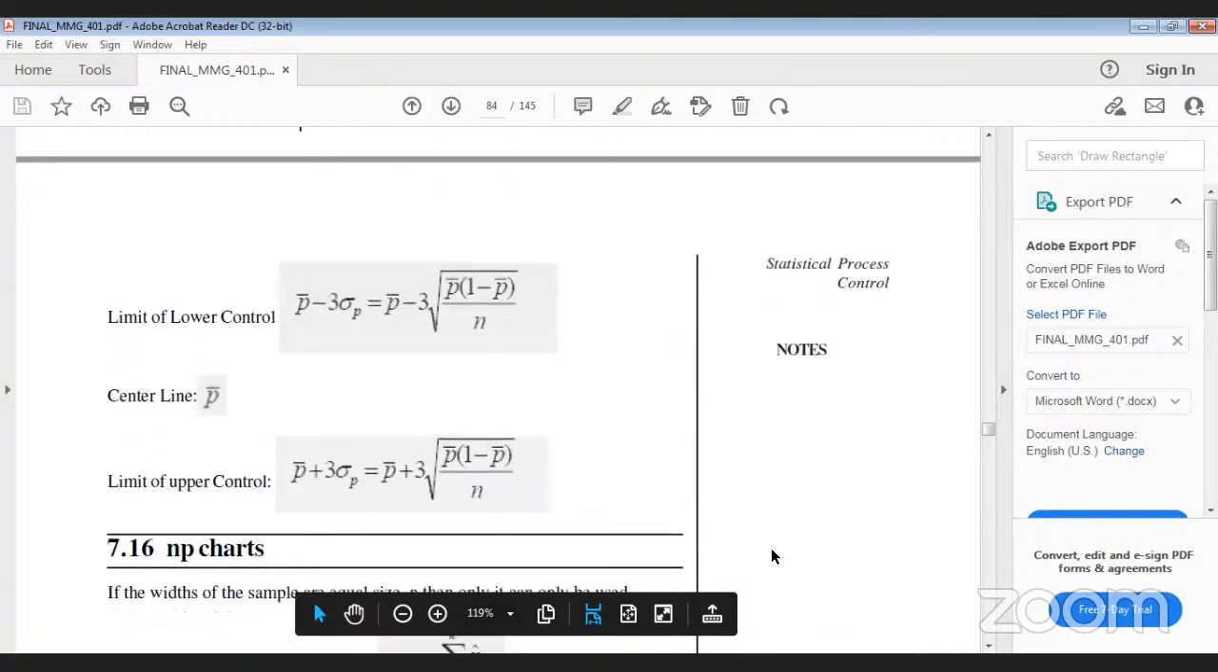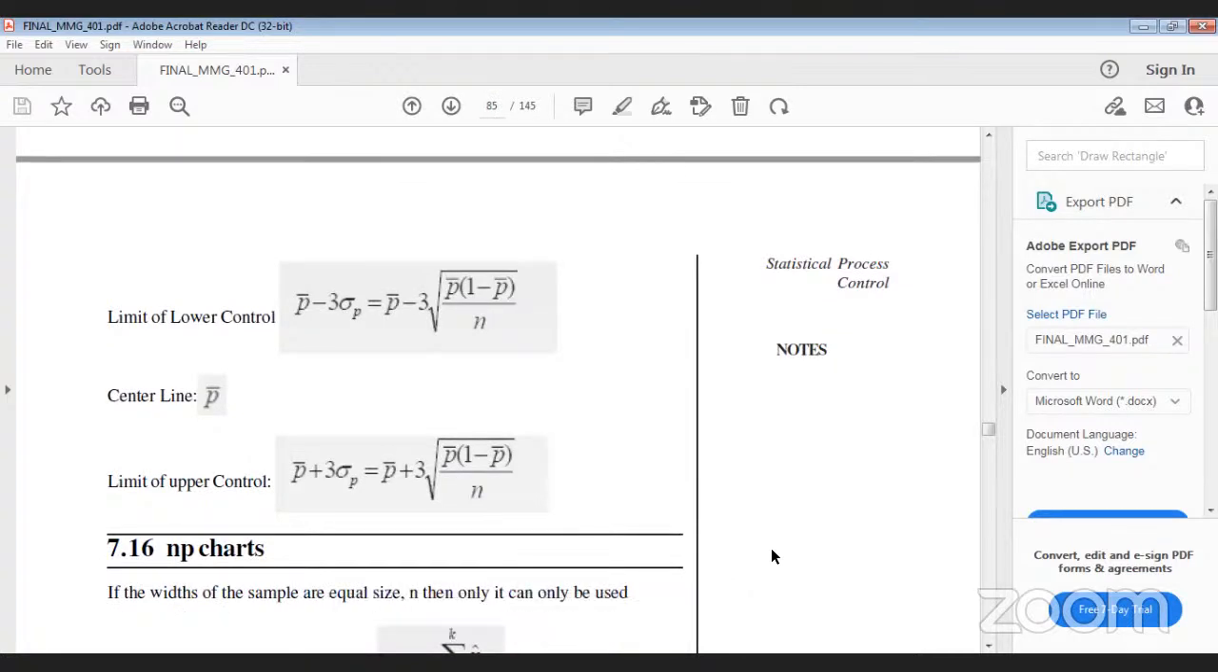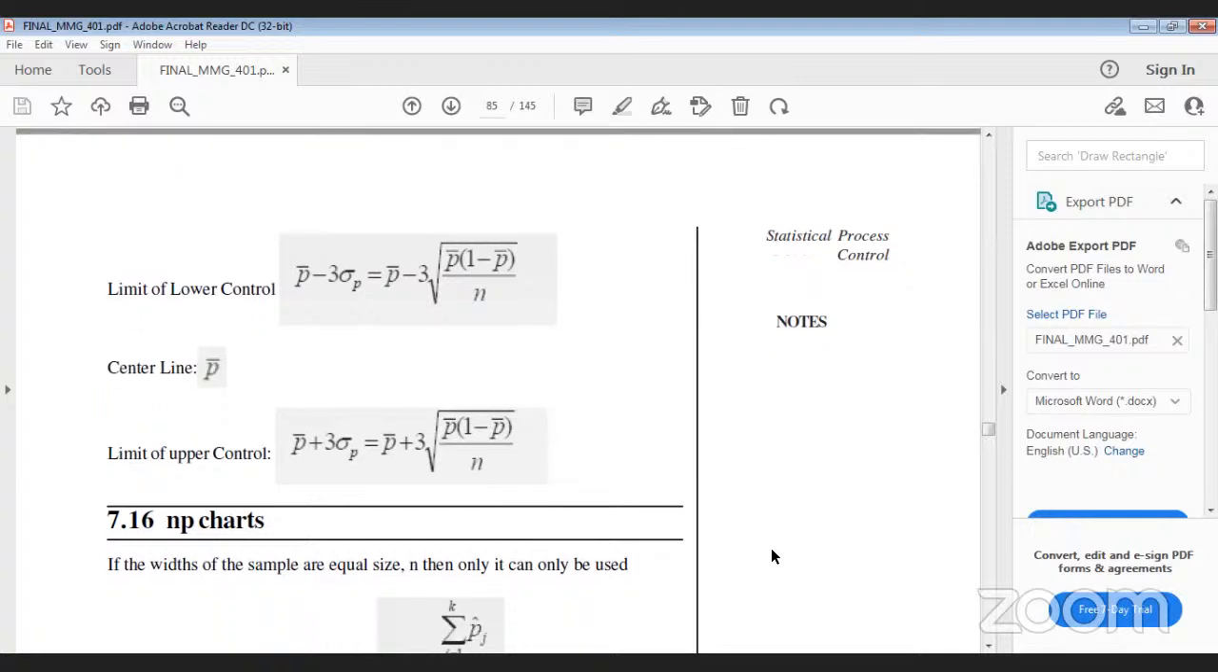Then there is also the NP chart. If the samples are of equal size n, then it can be used with this NP chart. There is also the lower control limit, the center line, and the upper control limit.